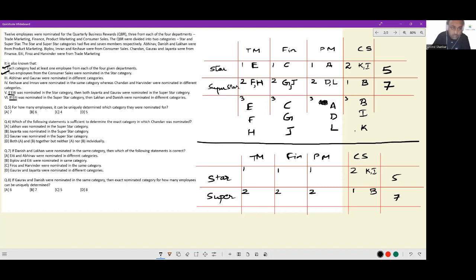The starting point was EP was nominated in star category. Everything else flows smoothly. Okay. Alternately, let's look at the other case. If EP was in the superstar category.